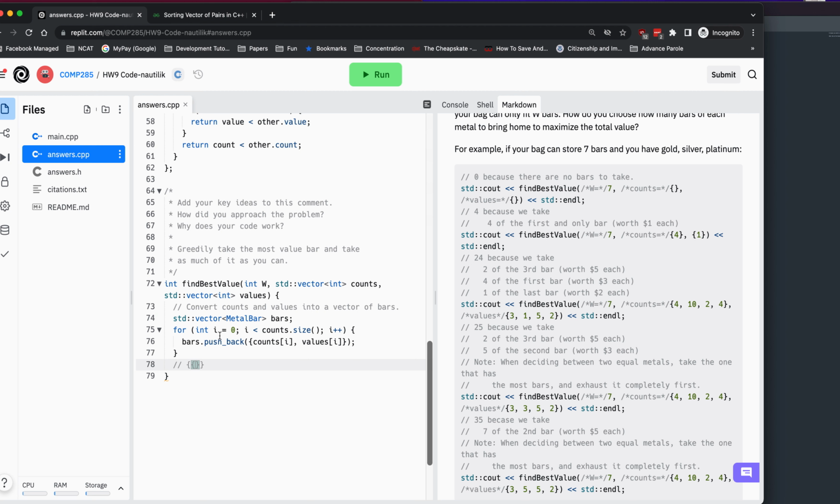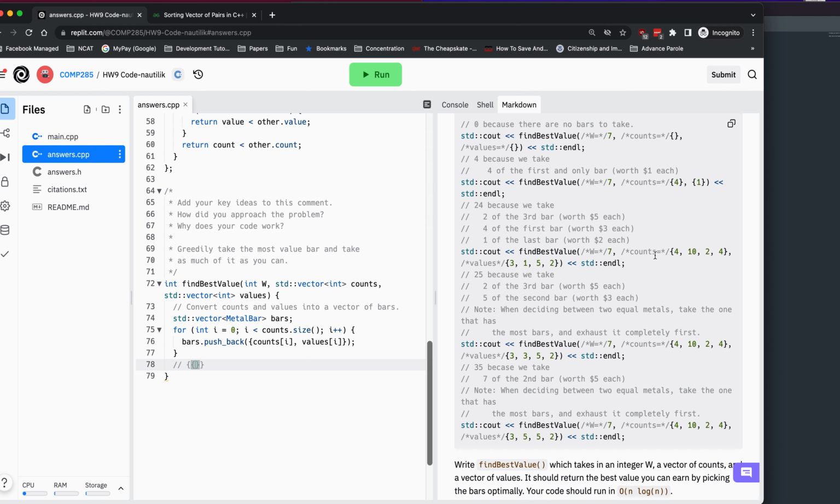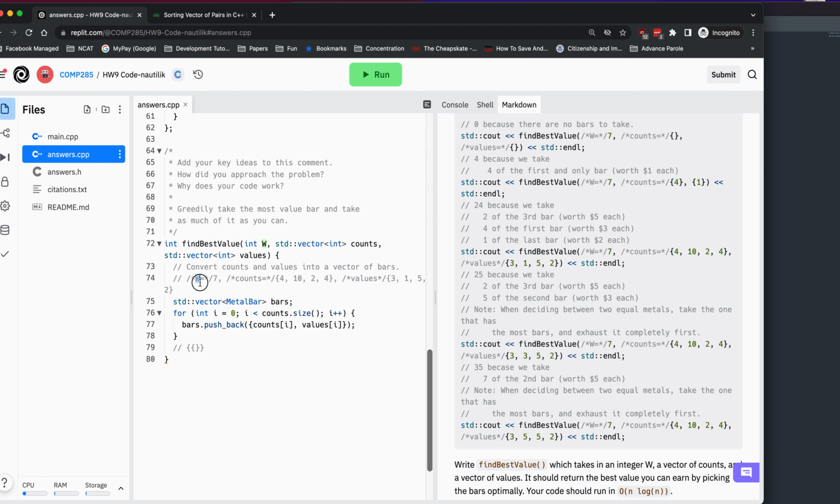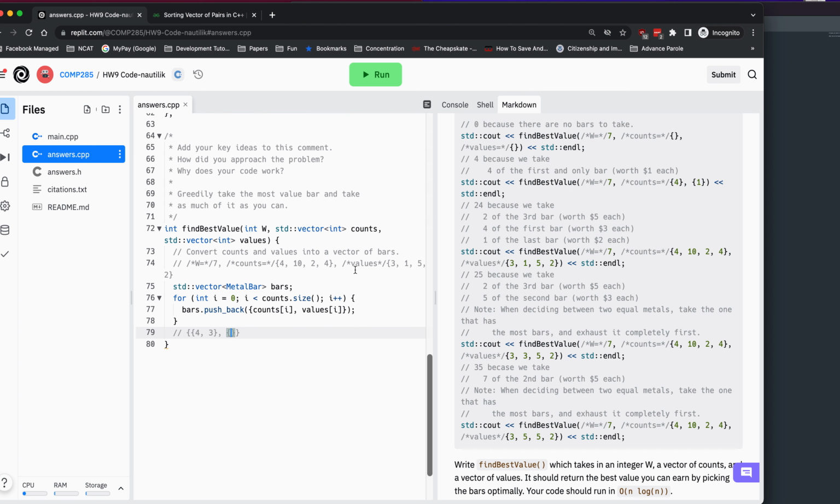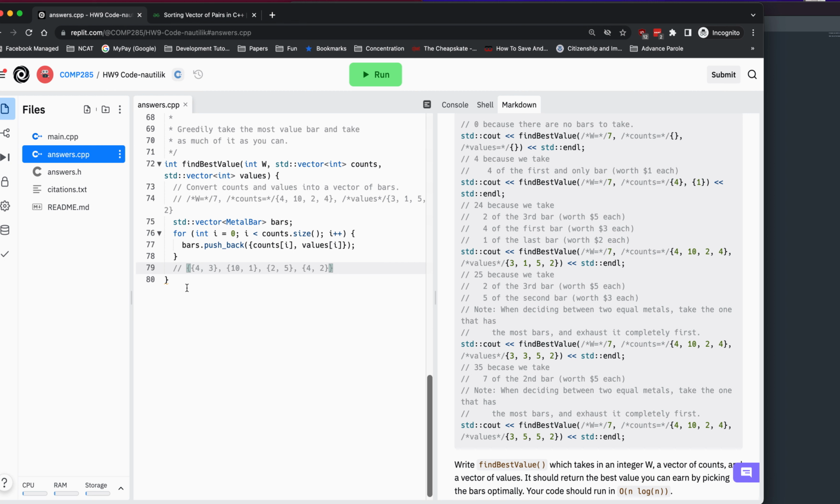So what does bars look like? Let's take this first example, I think it's pretty good. This is what we started with here, W7, counts this, values that. So after we iterate over this loop, we're actually going to have 4, 3, because the count goes first and then the value. We're going to have 4, 3, 10, 1, 2, 5, and 4, 2. Okay. So that's what we've done here.